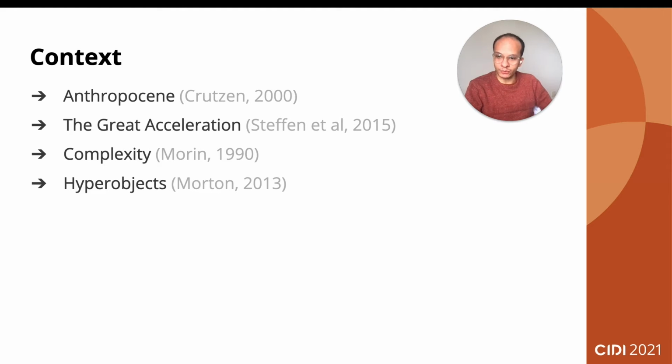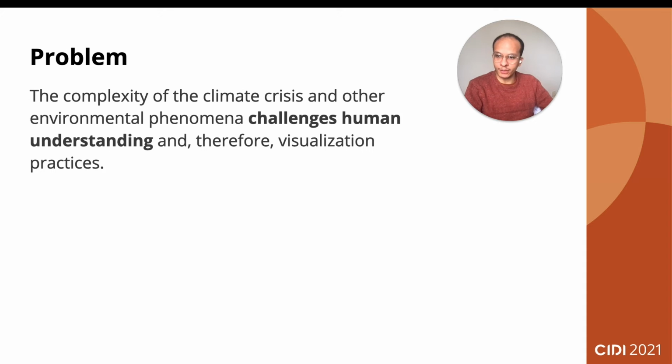When it comes to complexity, we'll be referring to two different ideas, one by Edgar Morin and his theory of complexity, and the other by philosopher Timothy Morton, and that is the idea of hyperobjects, which we'll be examining more thoroughly today. So the problem being presented here is that the complexity of the climate crisis and other environmental phenomena of such scale challenges our human understanding and therefore our visualization practices. So we're interested in finding out how these massive problems are being represented in data visualization.